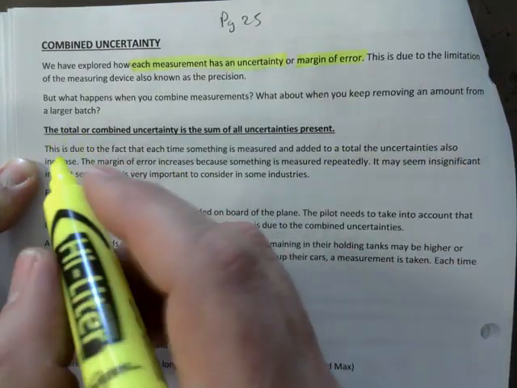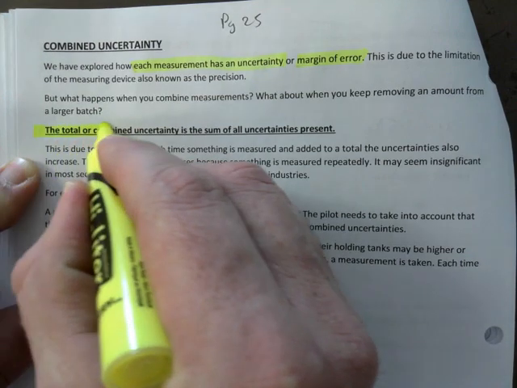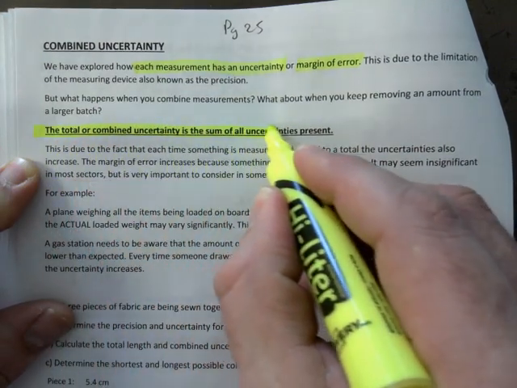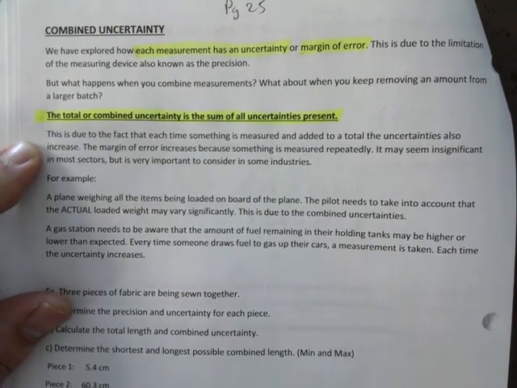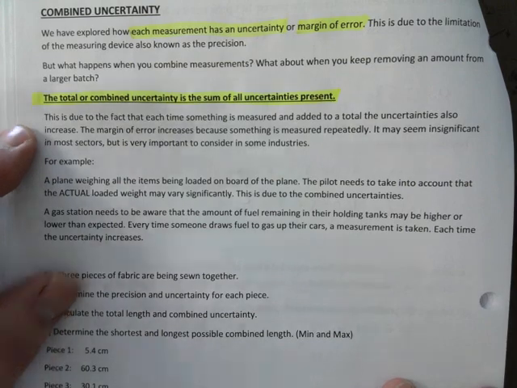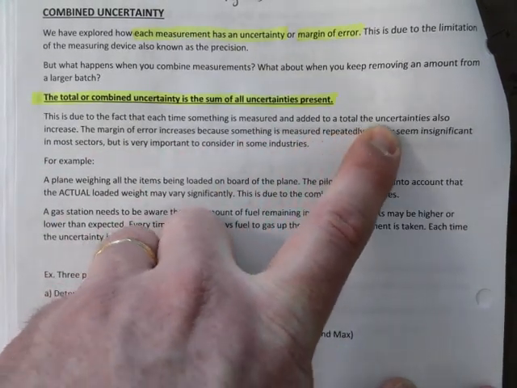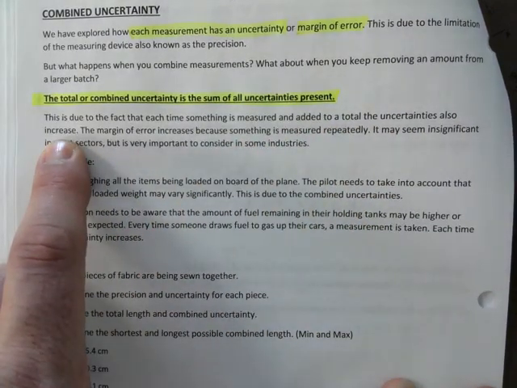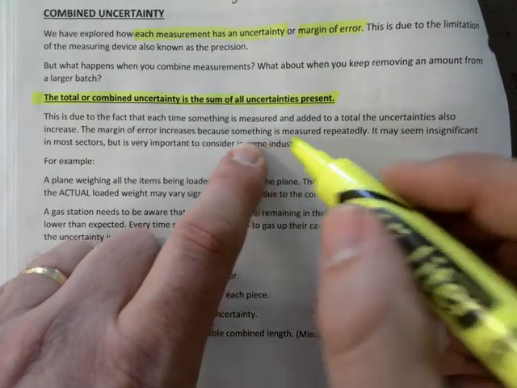And here it is, the total or combined uncertainty. This is straight from the province. The total or combined uncertainty is the sum of all uncertainties present. That's very important right there. It's due to the fact that each time something is measured and added to a total, the uncertainties also increase. The margin of error increases because something is measured repeatedly.